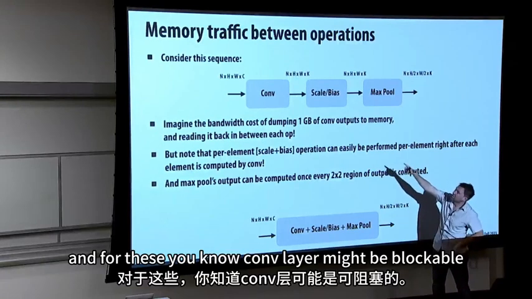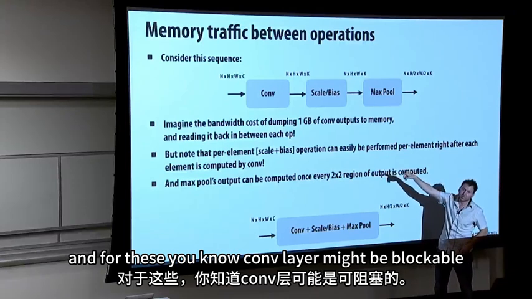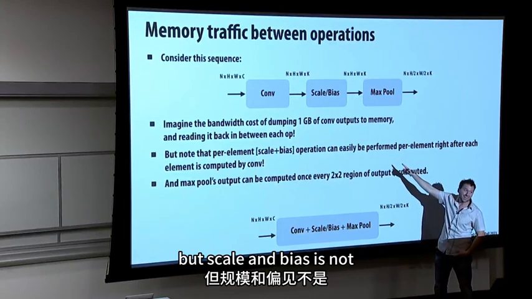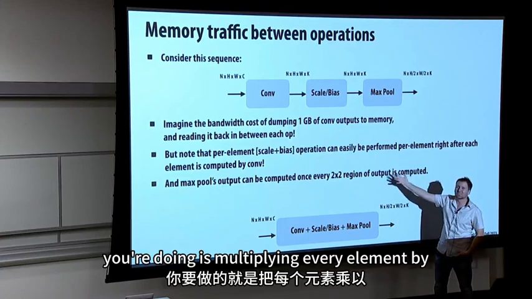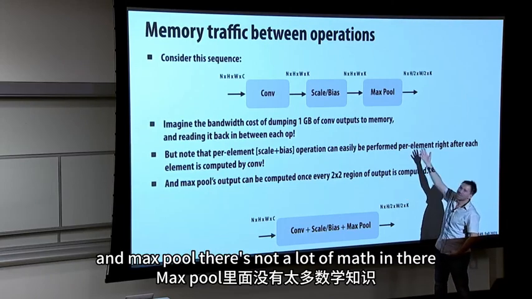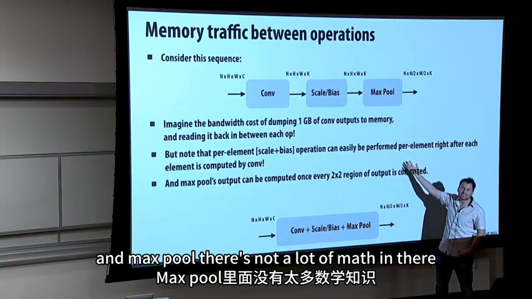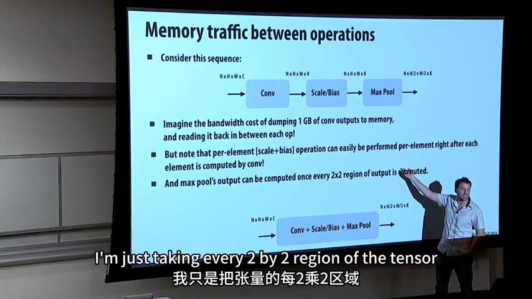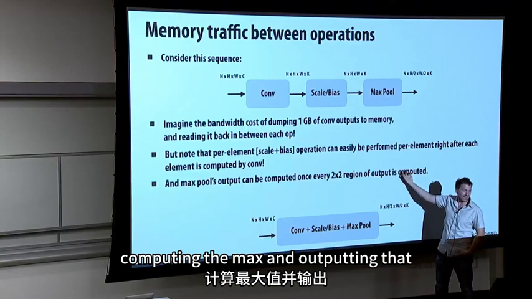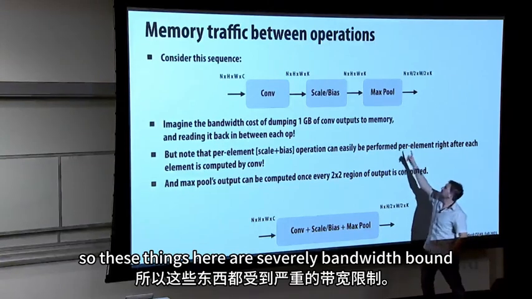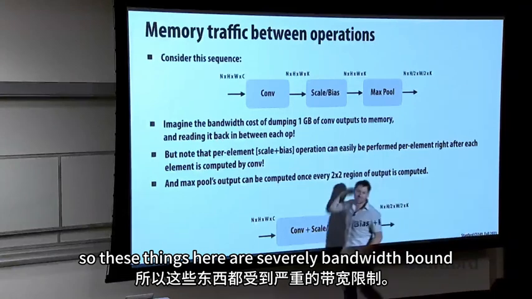And for these, the conv layer might be blockable, but scale and bias is not. The only thing you're doing is multiplying every element by a number. And max pool, there's not a lot of math in there. I'm just taking every 2 by 2 region of the tensor, computing the max and outputting that. So these things here are severely bandwidth bound.